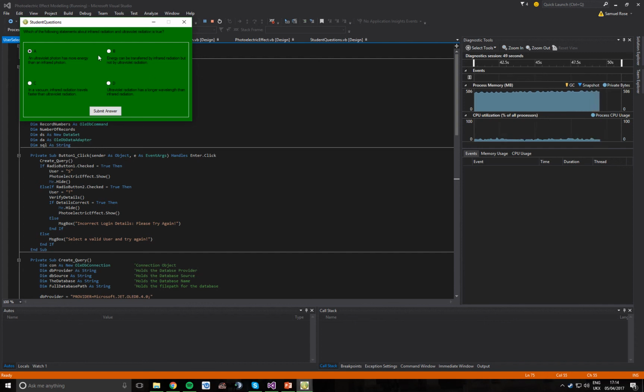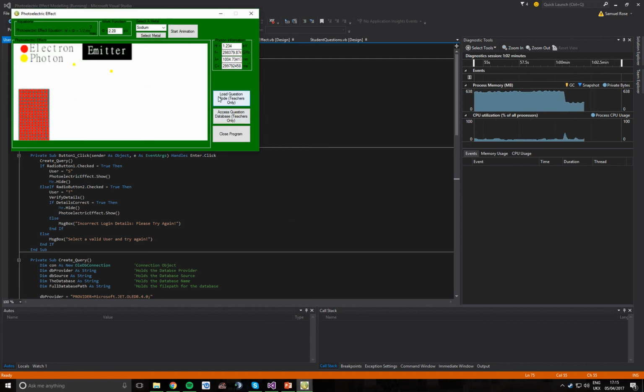So this one, which of the following statements about infrared radiation, ultraviolet radiation is true. An ultraviolet photon has more energy than an infrared is the correct answer for this one. Now the teacher mode has direct access to the question database. This is so over time the teachers can add their own questions to the system to challenge the individual classes on their use of it.